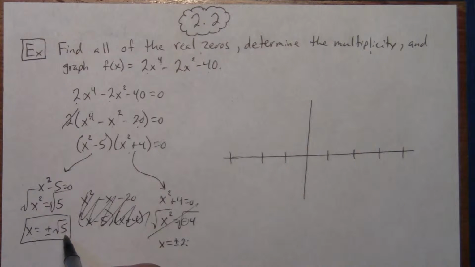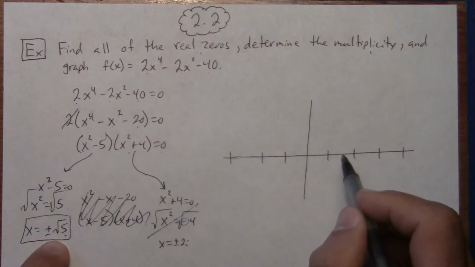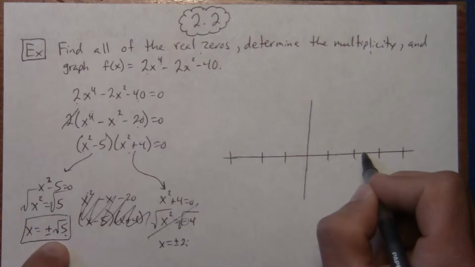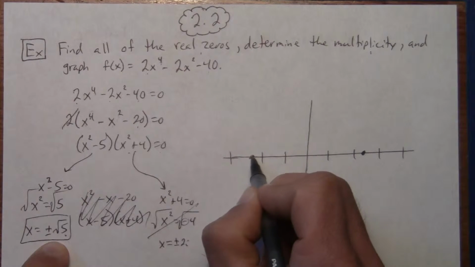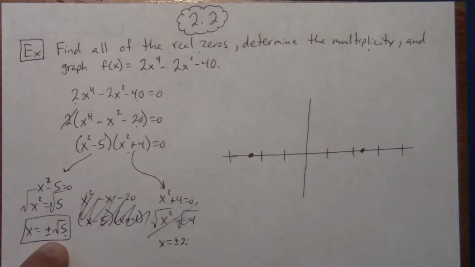I know the square root of 4 is 2, square root of 9 is 3, and 5 is in between 4 and 9, so it's somewhere in between 2 and 3. Don't need to be that accurate. It's here, and then in between negative 2 and negative 3 is here, somewhere like that. Alright, there's the x-intercepts part of it, or the real zeros.